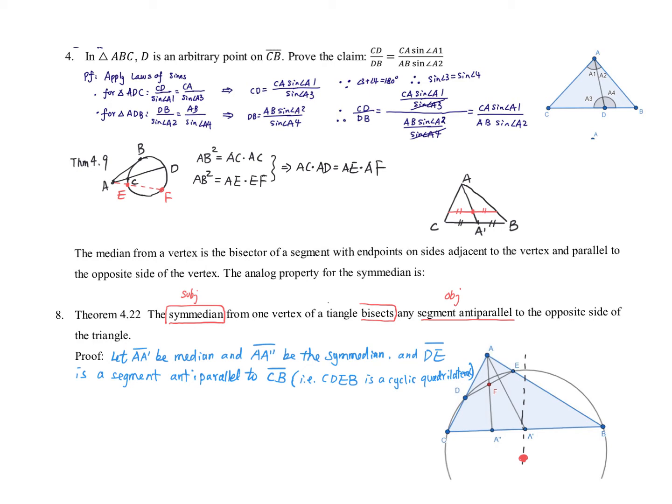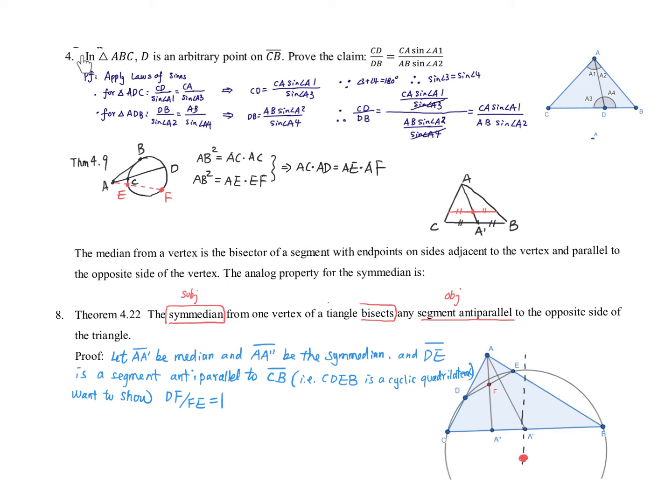All right, what do we want to show? We want to show that this C-median bisects this segment. That means DF over FE is equal to 1. That's what we want to show. How do we show it? It's actually just a couple of steps. But of course, we need to have some prerequisites.